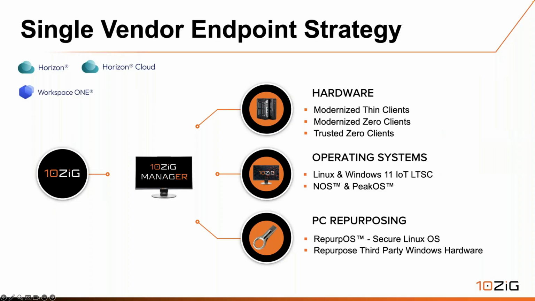And then in addition, our trusted zero clients, which we'll be introducing in the PCoIP Ultra section, can operate with Horizon with either Blast Extreme or PCoIP Ultra. And whilst our Linux OS is primarily integrated together with our own hardware, we also have a PC repurposing version called Repurpose, and this can be used to deploy easily onto either existing or new third-party devices like desktops, laptops, and competitor thin clients.